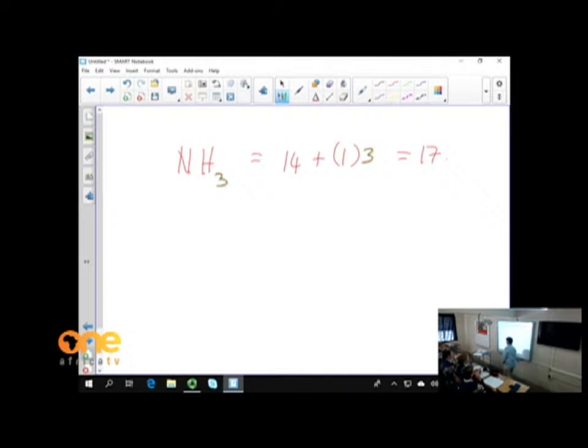The next one is carbon dioxide, so CO2. Well, carbon has a mass of 12, and oxygen has a mass of 16. But how many oxygens are there? Well, 2 of them. So in total, I have a mass of 44.